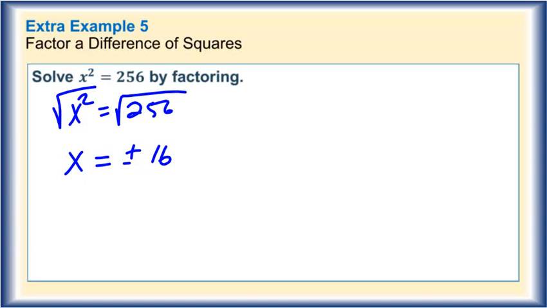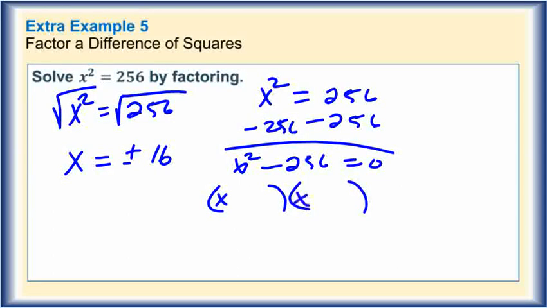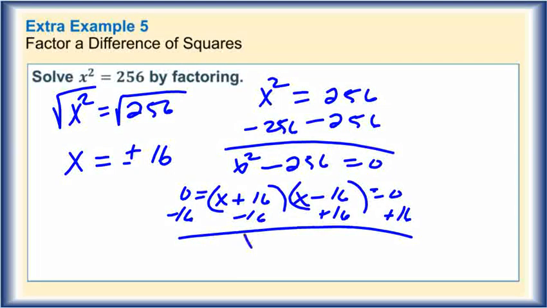If I were to do this factoring wise, I would have x squared equaling 256. I can subtract 256 from both sides, and I would have x squared minus 256 equaling 0. And this is a difference of two squares. So I have an x here and an x here. One's positive, one's negative. Square root of 256 is 16. Make them equal to 0. I would have minus 16 here and add 16 here. And there's where you get your x equaling 16 and negative 16. That's just another way of doing that. The quicker way is just find the square roots of both sides.